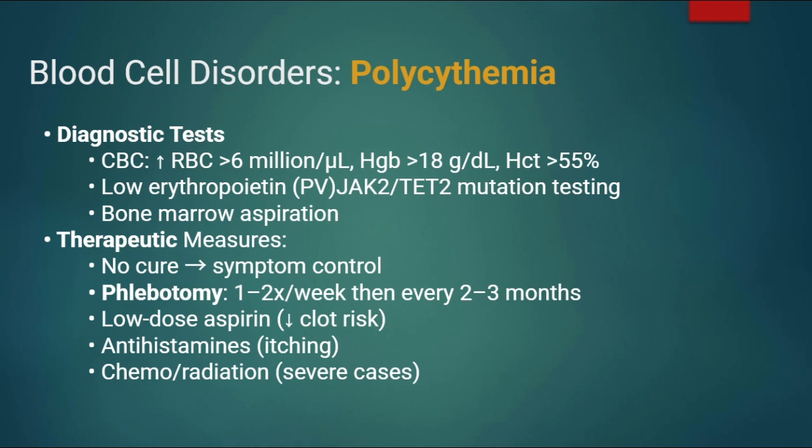Other therapies include antihistamines for itching and low-dose aspirin to reduce the risk of clot formation. In some cases, chemotherapy agents or radiation therapy are used to suppress bone marrow activity when phlebotomy isn't enough. Antidepressants may also be prescribed to help with the mental health burden of a chronic disease. The key nursing takeaway is that polycythemia management focuses on keeping the blood thin enough to circulate well and preventing life-threatening complications such as strokes, heart attacks, and blood clots.